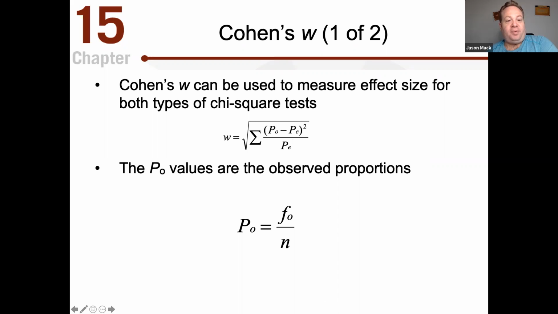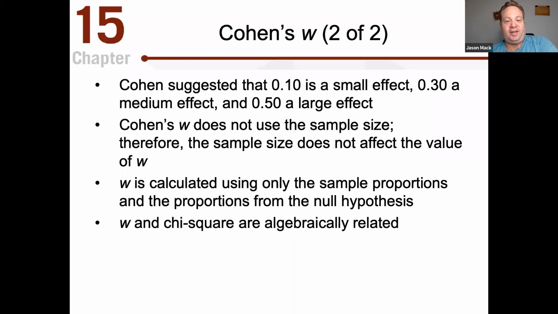The PO values are the observed proportions. And that is your equation right there. Again, today, just try to understand it conceptually. I'll work on seeing if I can come up with some additional ways in which you guys can understand this. So again, just think about it conceptually right now. Cohen suggested that 0.10 is a small effect, 0.30 a medium effect, and 0.50 a large effect.